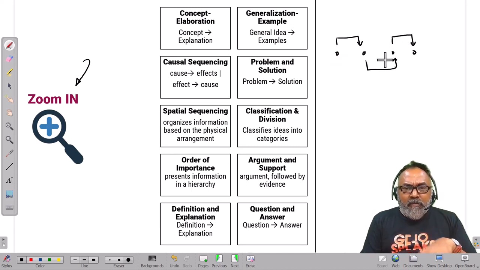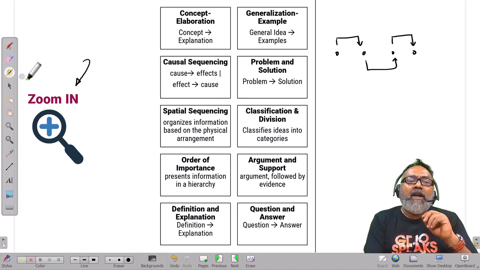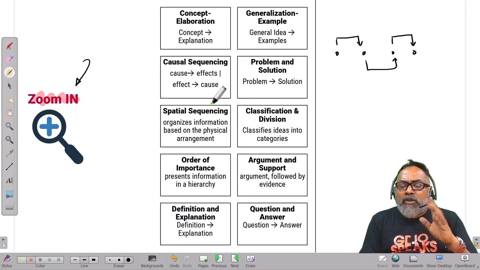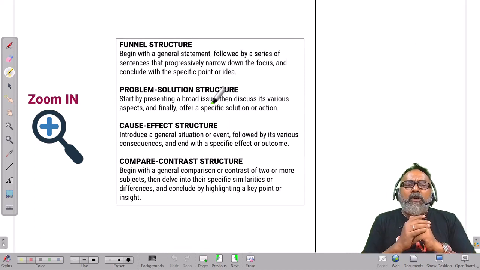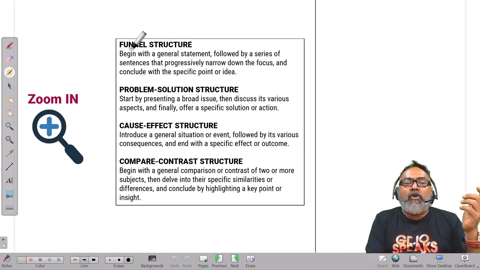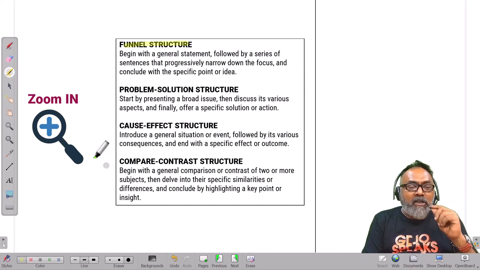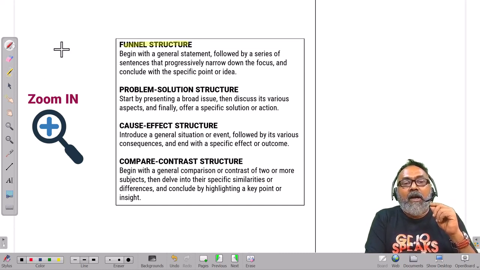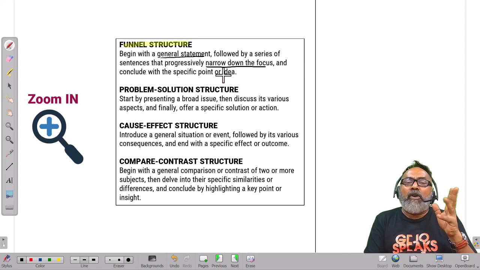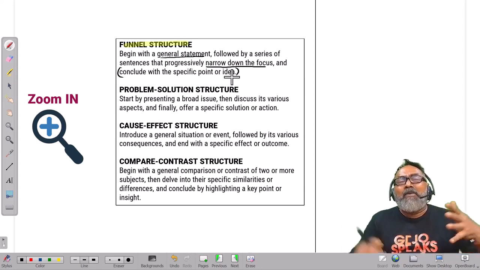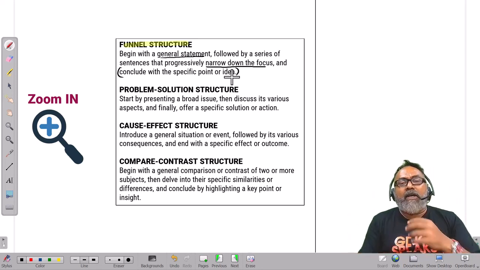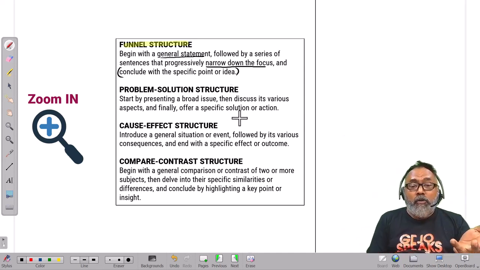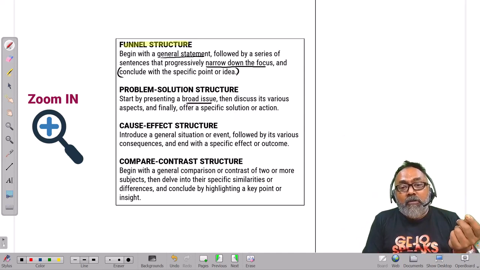And we can in general bet on the idea that things are going to zoom in. There are a lot of ways in which zooming can happen. The simplest way is to look at a funnel structure. It essentially starts with a general statement, followed by a series of sentences that progressively narrow down the focus, and concludes with a specific point or idea. It is not necessary that there has to be a conclusion, but the focus keeps going down. Or it can be a problem-solution structure as well. So a broad issue, discuss various aspects, and finally offer a solution or action.